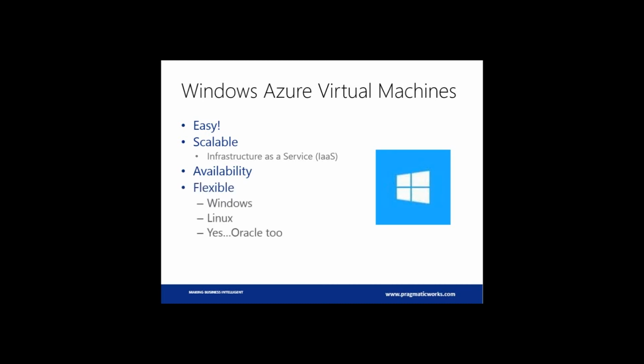Now, flexibility, and this is what's really cool about virtual machines and virtualization in general, is you can just kind of put anything you want on it. But the nice thing about Azure virtual machines is that they support all these different options. You can spin up a Windows server. They do support Linux server. And yes, strangely enough, recently they have announced that they now support Oracle on the Windows Azure platform.